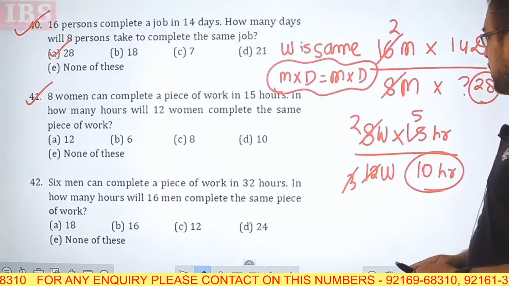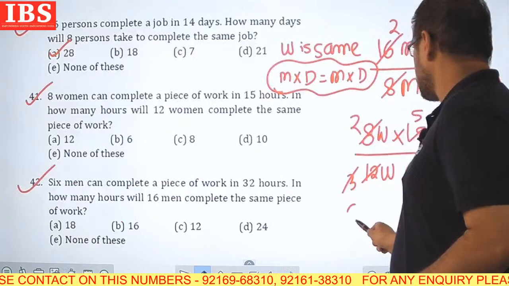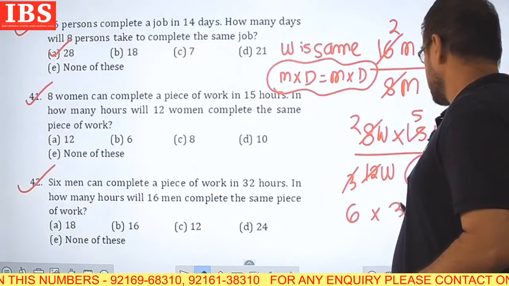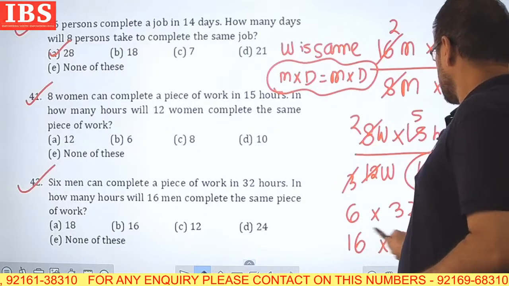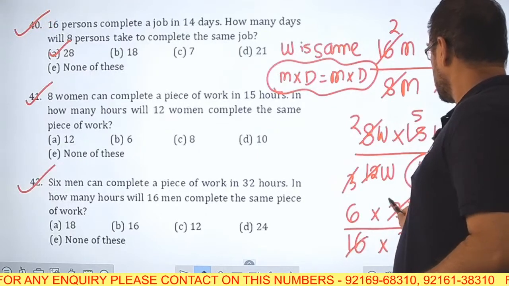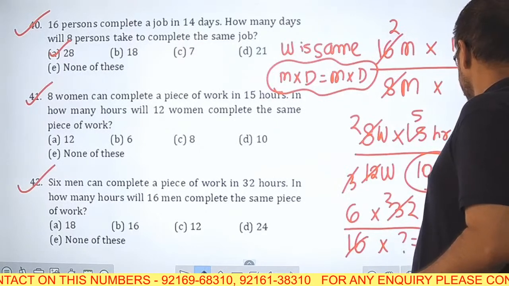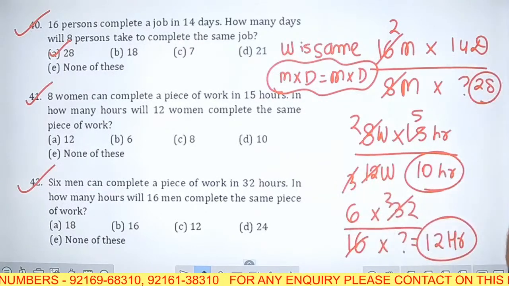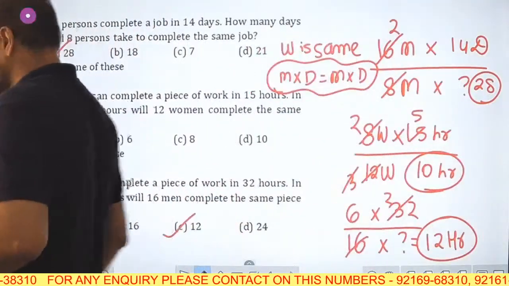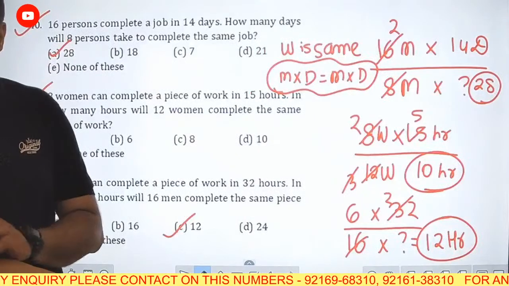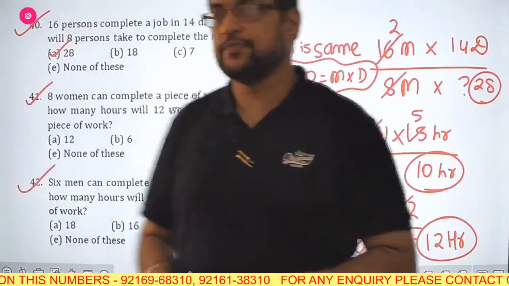Okay. Let's see 6 men. 6 men, 32 hours. 16 men, how many hours? We know that this into this is equal to this. So this is question mark will be 12 hours. So 12 hours is the right answer. Okay. So for 42, 12 is the right answer. Purna, correct answer, bache, very good. 42, 12 is the right answer. Correct answer. Okay. Let's see another.